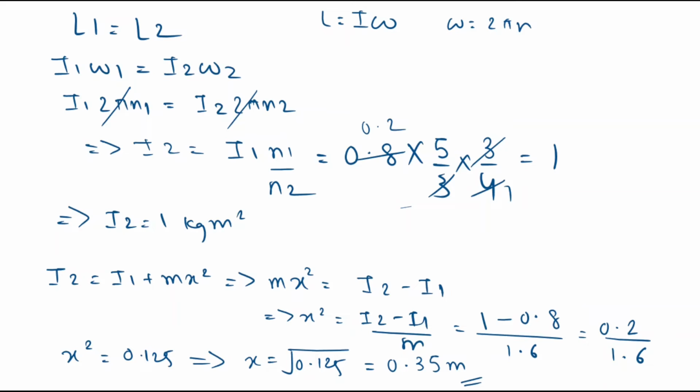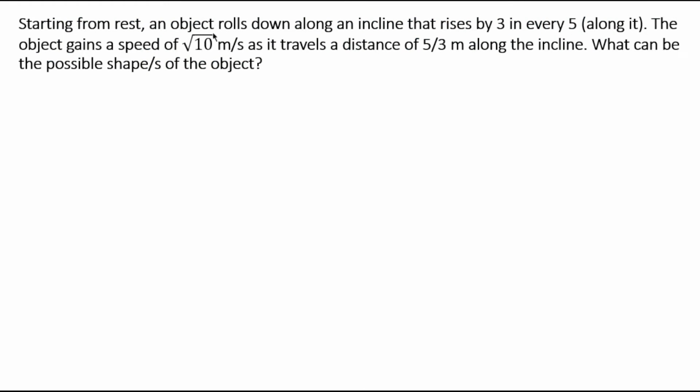Now let's look at the last sum of this chapter. Starting from rest, an object rolls down along an incline that rises by 3 in every 5 along it. That is, we have been given an incline where the inclination increases by 3 units for every 5 units of the length of the slope. So this will obviously have an angle theta. Further, the object gains a speed of root 10 meter per second as it travels a distance of 5 by 3 meters along the incline.